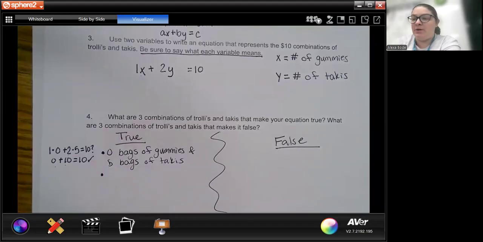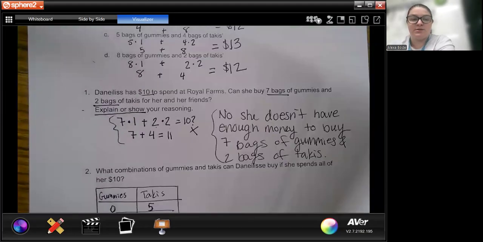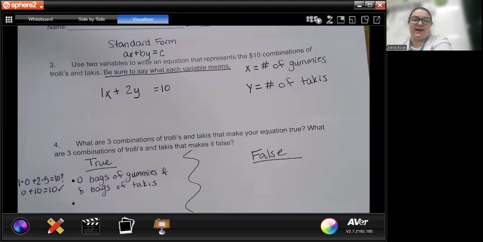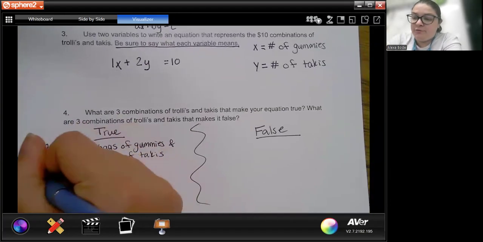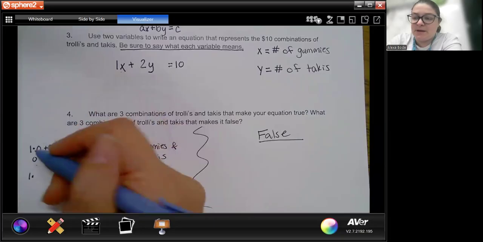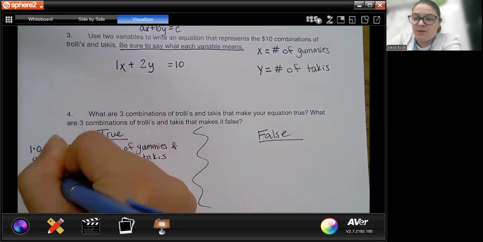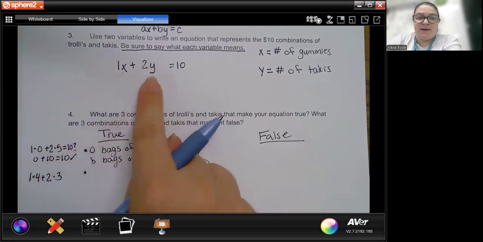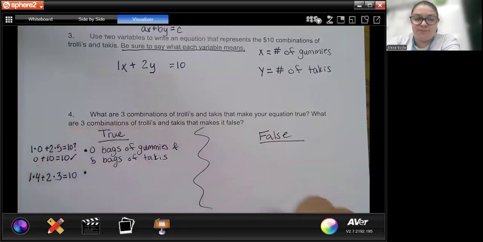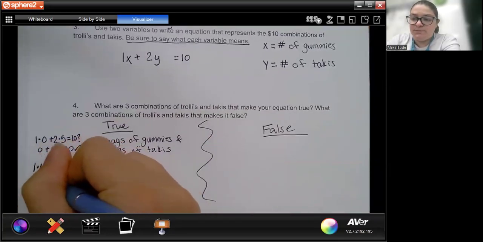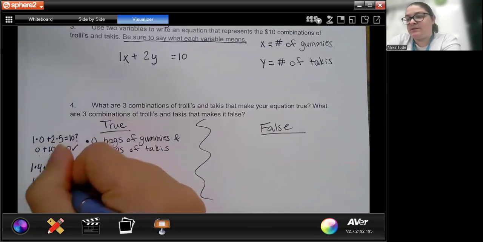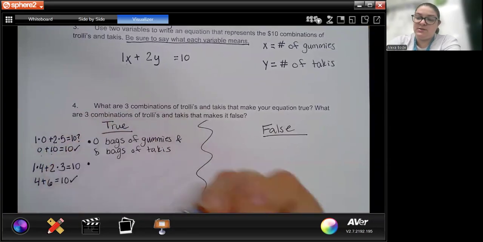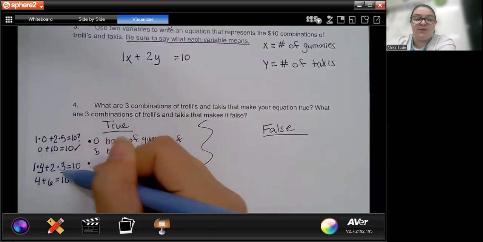Another one that we want to try and prove if it is correct. We can do 4 bags of gummies and 3 bags of Takis and test that out. So if I put 4 in for X, my bags of gummies, so 1 times 4 plus 3 bags of Takis, so 2 times 3, we're putting 3 bags of Takis in for Y. Does that equal 10? 1 times 4 is 4. 2 times 3 is 6. Does 4 plus 6 equal 10? Yes.